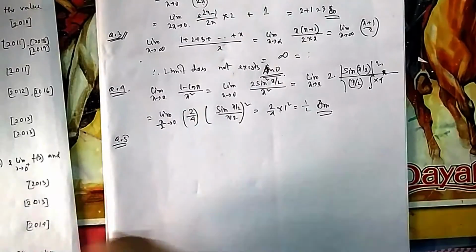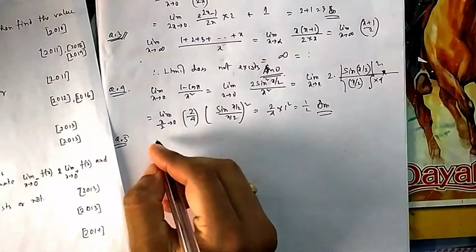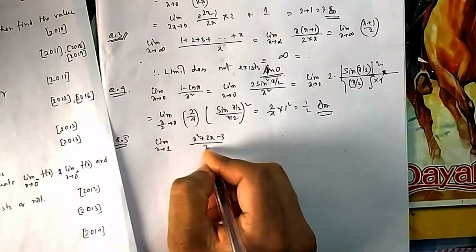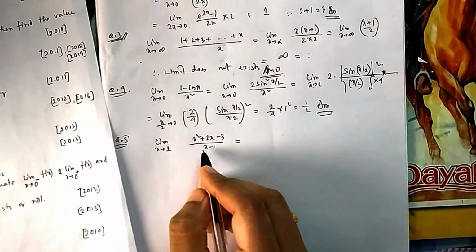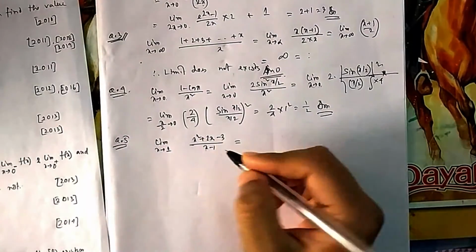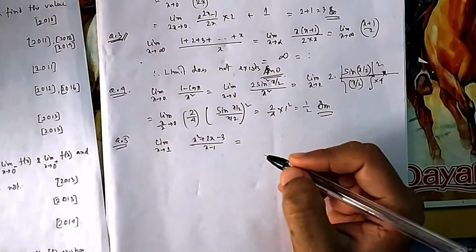Now if you come to question number 5, what is asked? Limit x tends to 1, x square plus 2x minus 3 divided by x minus 1. So again you put x equal to 1. 1 plus 2 is 3, 3 minus 3 is 0. So it is 0 by 0. So it is undefined. So what do we do?